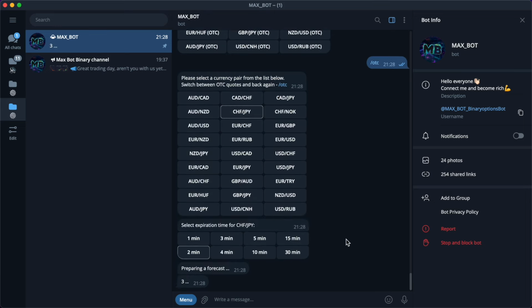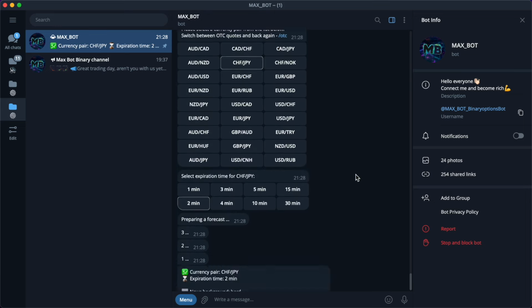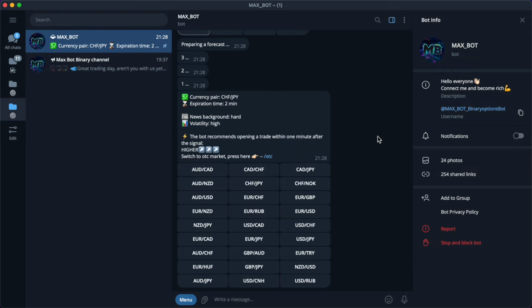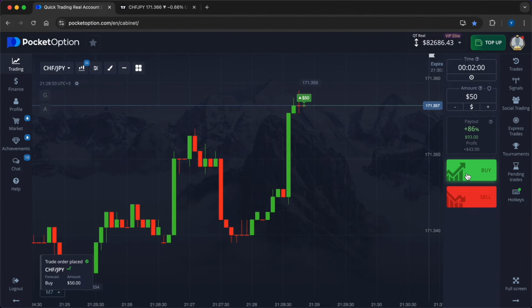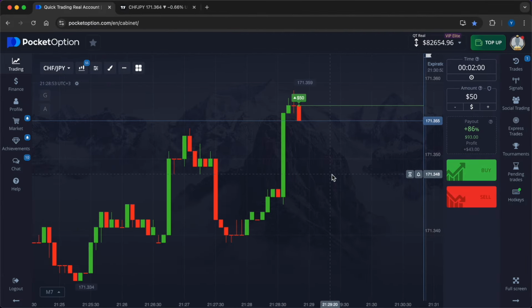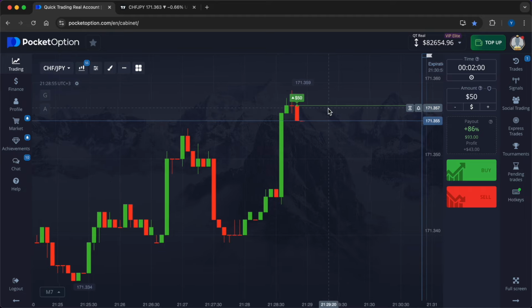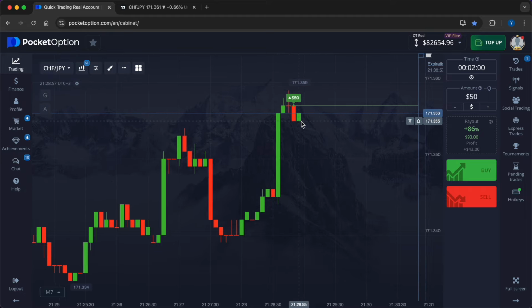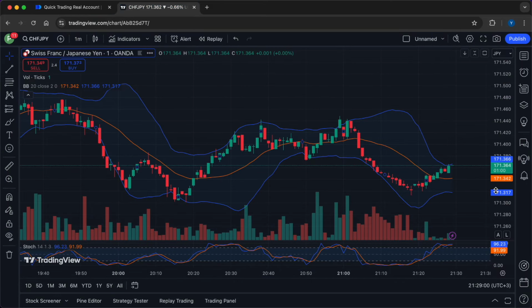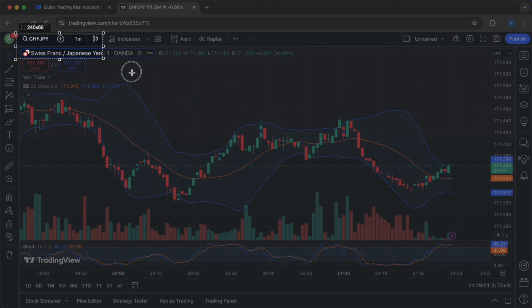And now I'm opening my first trade. The robot gives a prediction, to buy. Currency pair Swiss franc, Japanese yen, expiry time, 2 minutes. Market entry point $50. Now let's look at why the artificial intelligence made that particular recommendation.